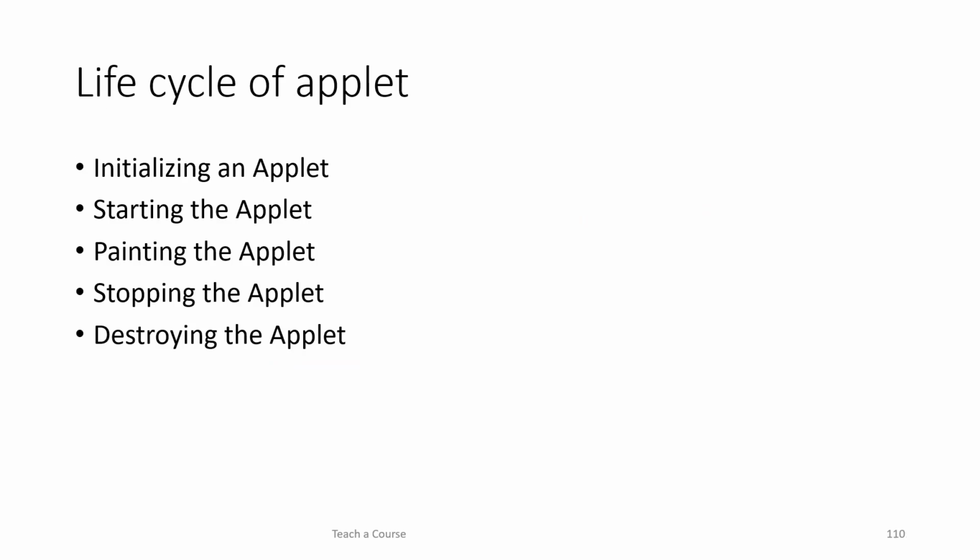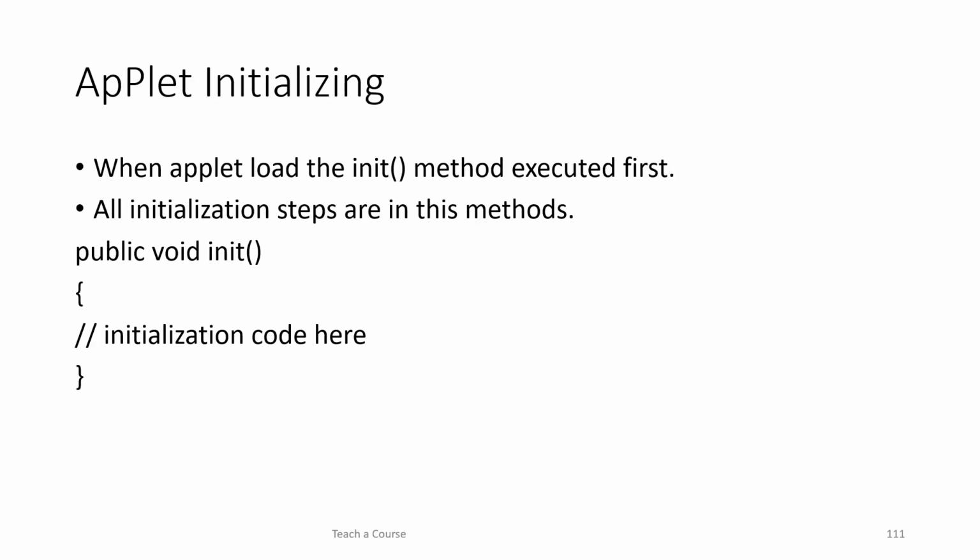Then the life cycle of applet, or skeleton of applet. These are the important methods of applet: initialization, starting, painting, stopping, and destroying the applet. Applet initialization. When an applet loads, the init method is executed first. All initialization steps are in this method. The skeleton is public void init, initialization code here.